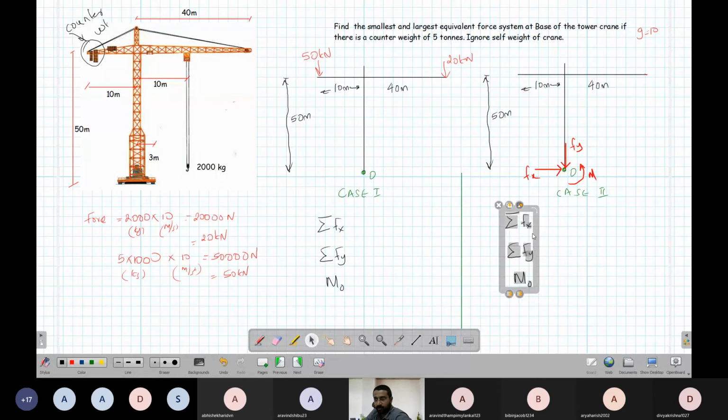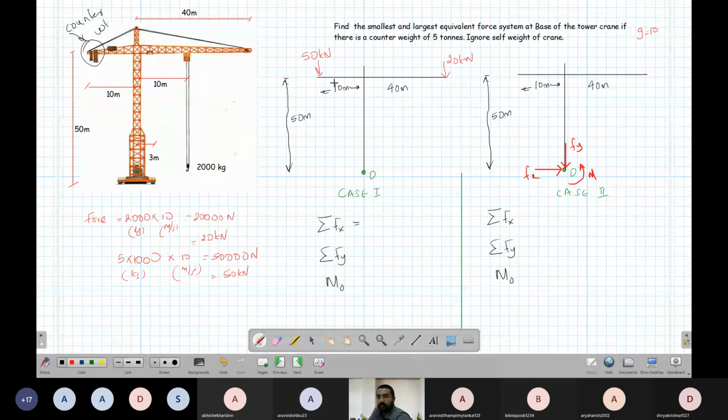This should be the same for both systems. So what is Fx? In case 1, there is no Fx, so this is 0. What is Fy? Fx is right positive, Fy is up positive, moment is anti-clockwise positive. This is the convention which we are using. Fy is the vertical force. So there is a minus 50 here, there is a minus 20 here. So this gives me minus 70 kilonewton.